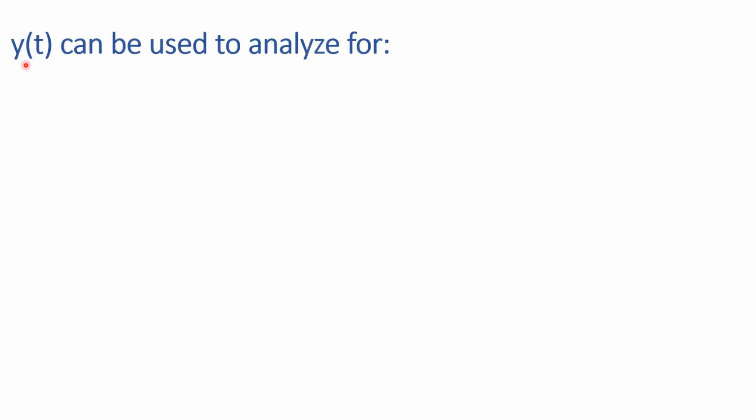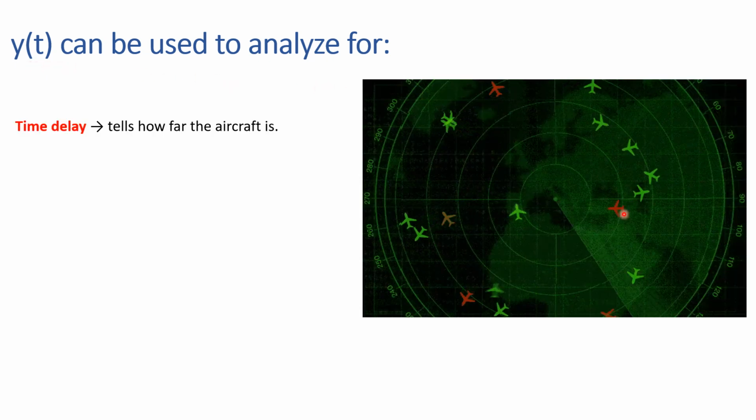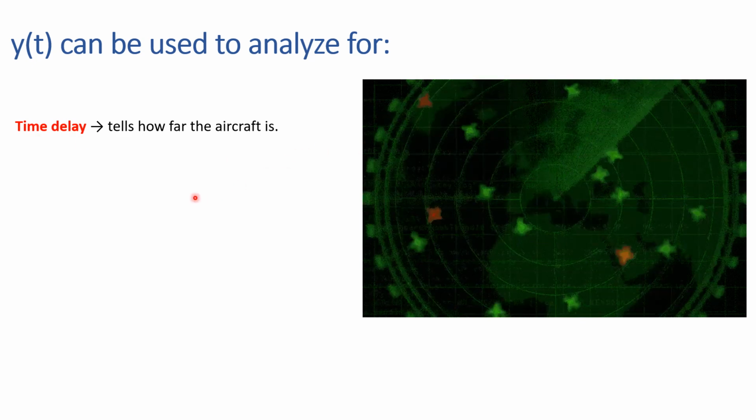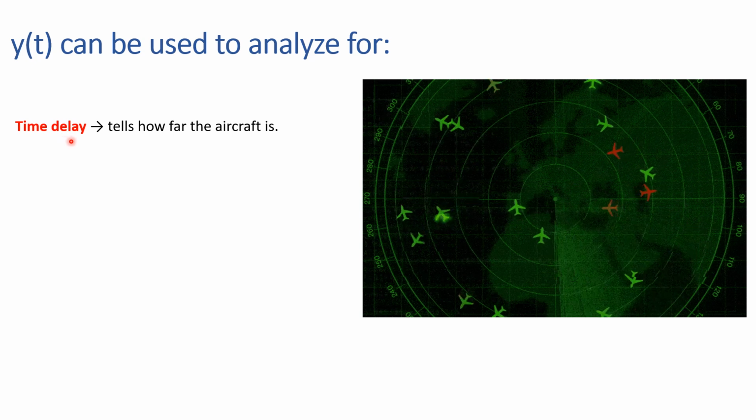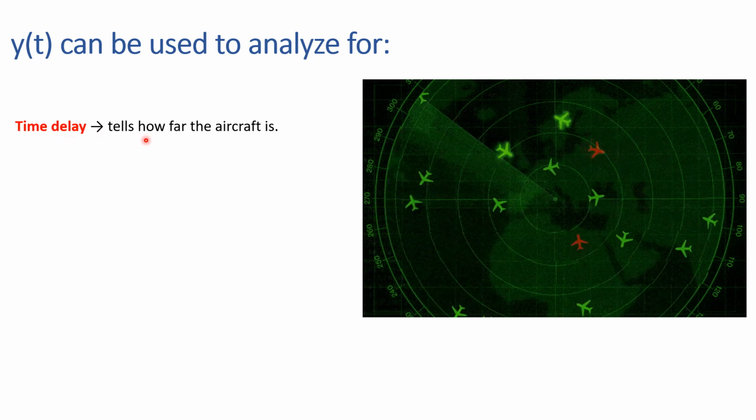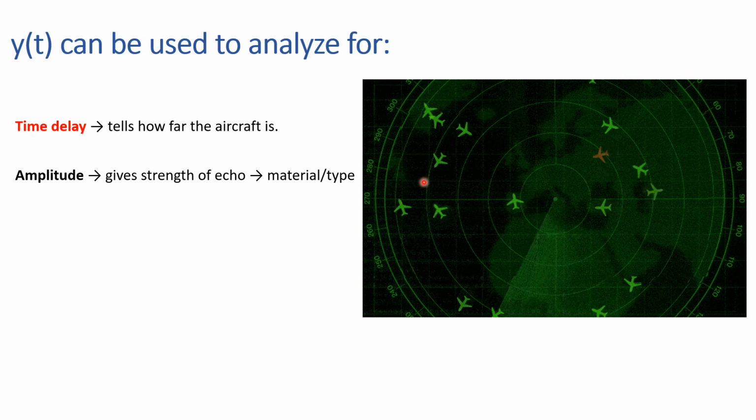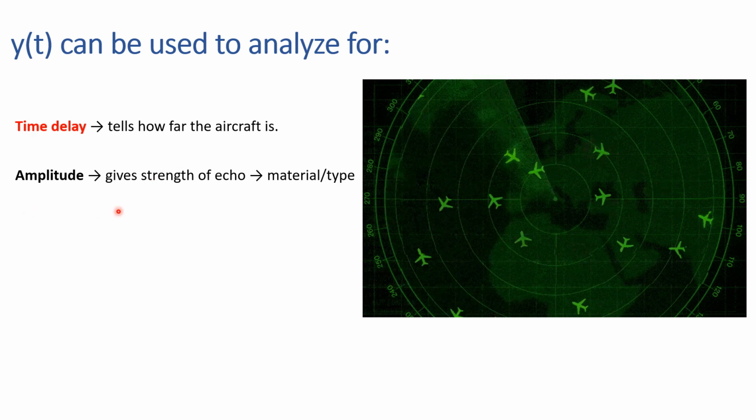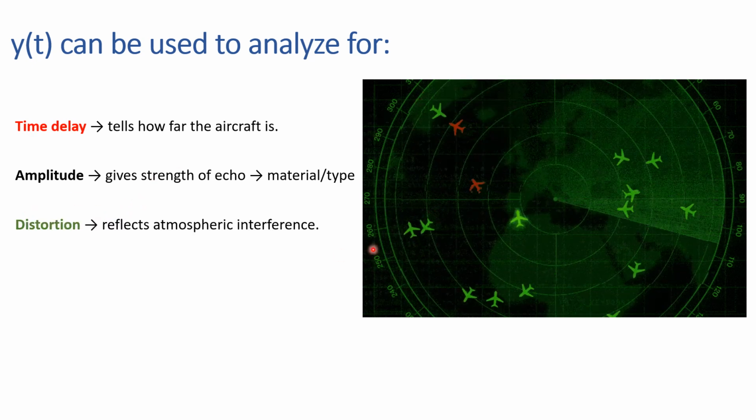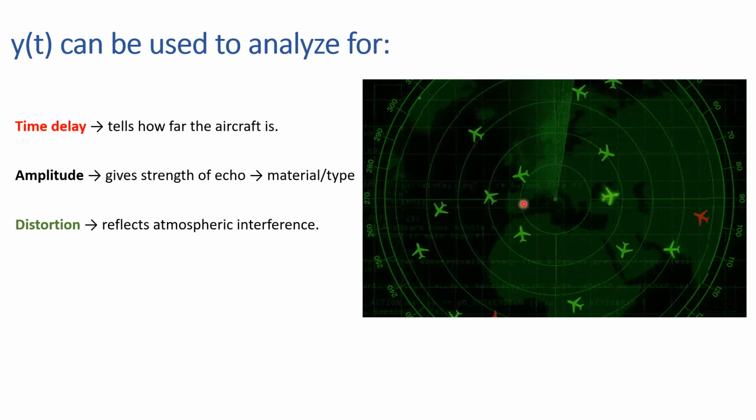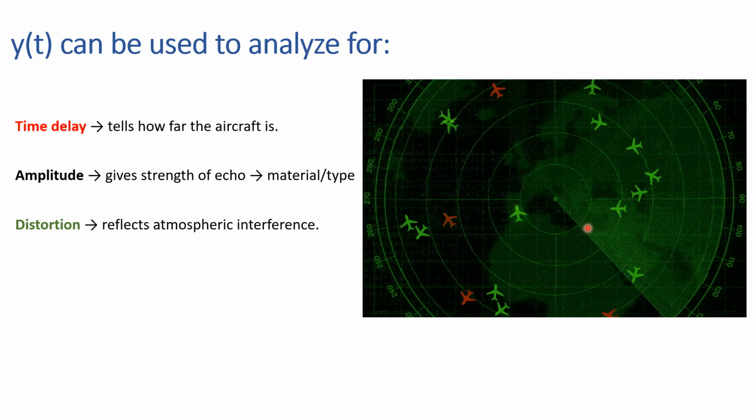Since we have already evaluated and analyzed y of t, this evaluated y of t can be used for the analysis of time delay. If you look at the red flights, it indicates where the flight gets delayed, how much time it gets delayed, and tells us how far the aircraft is. And if you look at the black color, it shows us the amplitude or the disturbance, and the green color flights show us the distortion that reflects the atmospheric interferences with the flights over the radar system.